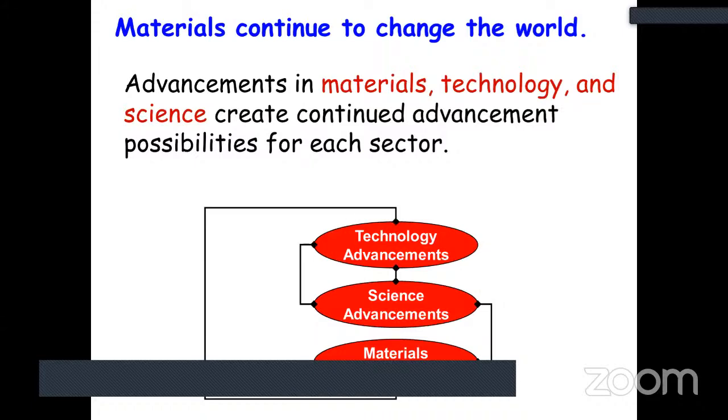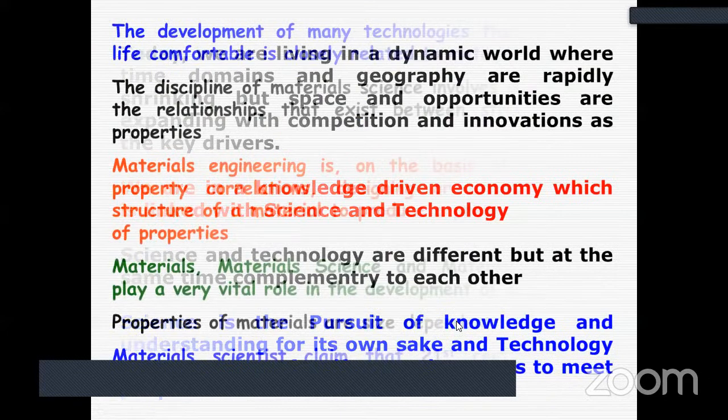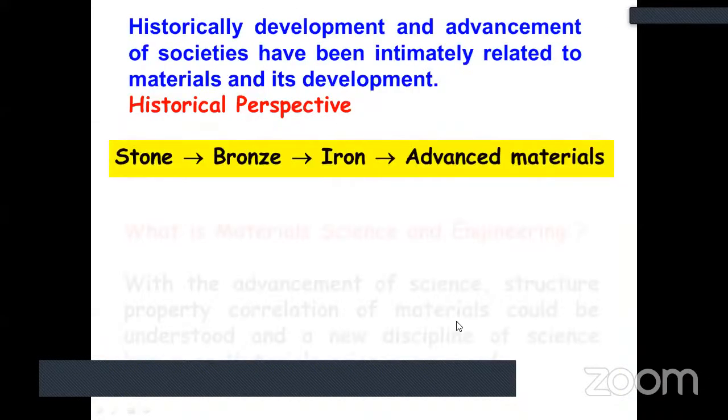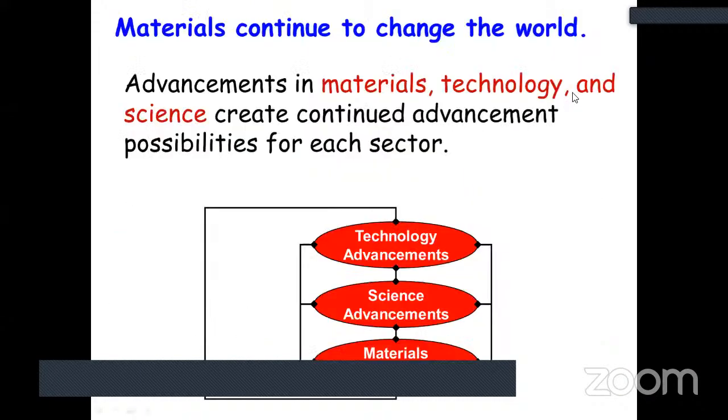Now, material scientists say that materials continue to change the world, and as we are seeing day by day, new materials are coming. These new materials are used for different technologies, and so we say advancement in technology, advancement in science, and advancement in materials. Because of this, material, technology, and science create a continued advancement, and because of that, new things are coming day by day. We will see that in the next slide also.